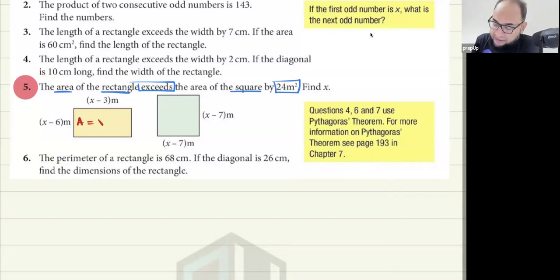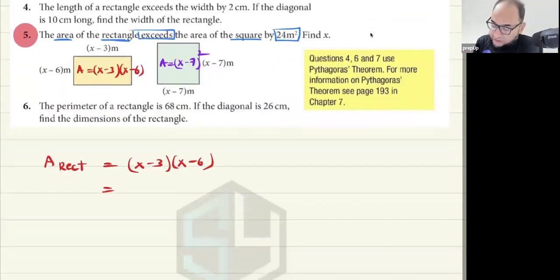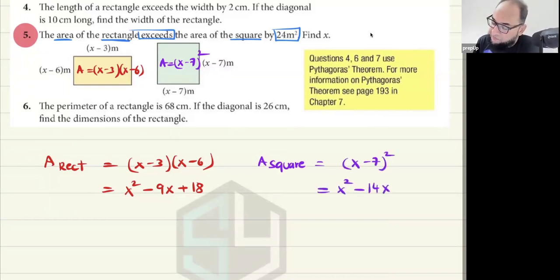First thing first, this area is (x minus 3)(x minus 6). This area of the square is (x minus 7) whole square. So first of all, area of rectangle, simplify it, (x minus 3)(x minus 6). It's better to simplify at this stage, which is x square minus 6x minus 3x, which is negative 9x plus 18. Area of square, that is (x minus 7) whole square, which is x square minus 14x plus 49.